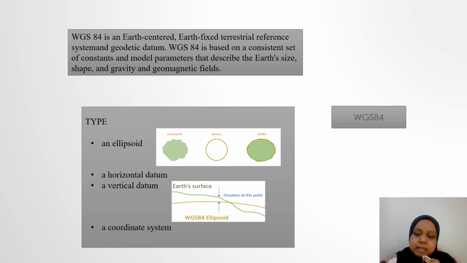The last one is a coordinate system. WGS-84 can also be one type of geographic coordinate system. The geographic coordinate system is horizontal datum plus prime meridian plus angular unit.